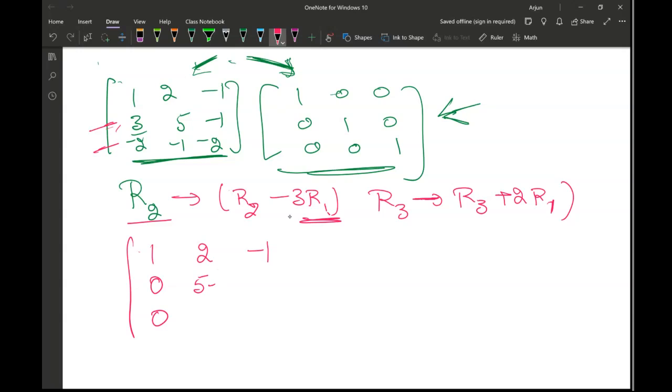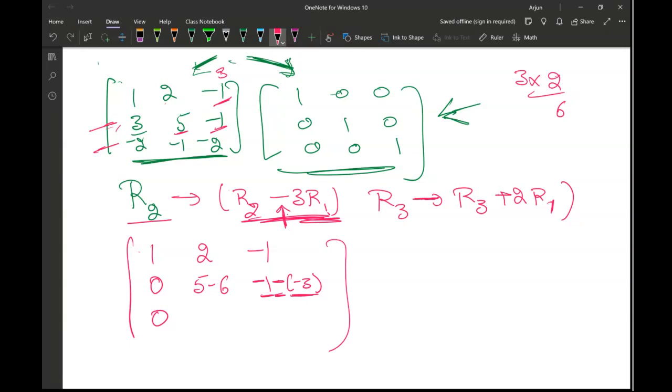This will be 5 minus, if I apply the operation R2 minus 3R1, 3 times 2 is 6. So 5 minus 6, and down here minus 1, minus 3, because 1 times 3 is 3, and this was already minus 1. Subtract, this is a subtract sign, 3 from there.